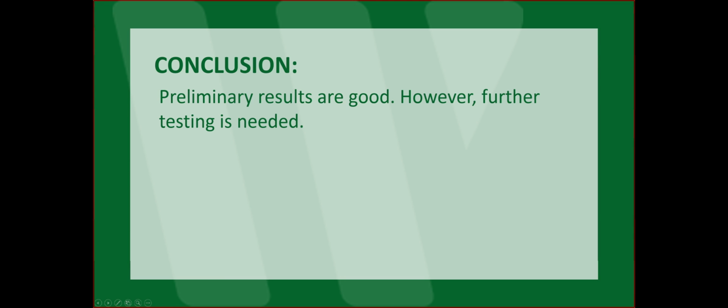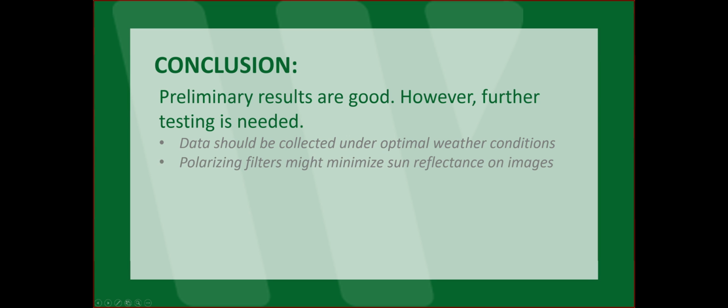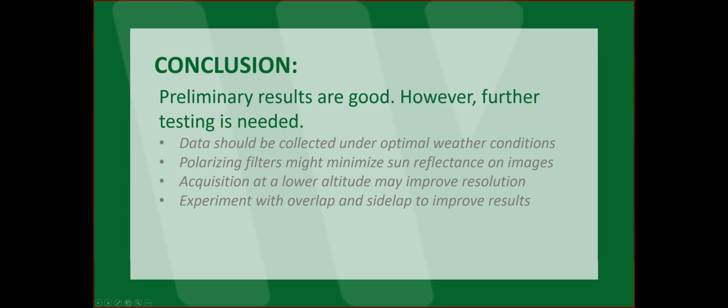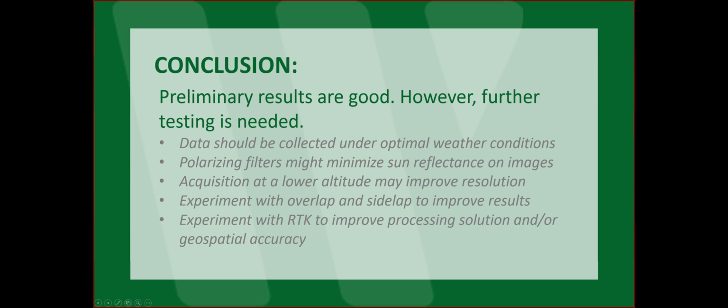So our preliminary results are good. However, further testing is needed. Data should be collected under optimal weather conditions. Polarizing filters might minimize the sun reflectance on the imagery. Acquisition at a lower altitude will improve resolution. And experimenting with overlap and side lap to improve the results. We should also experiment with RTK. This may improve the processing solution and/or geospatial accuracy if necessary.